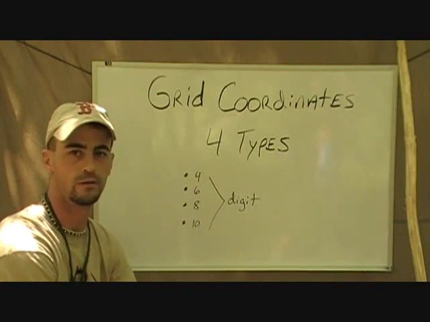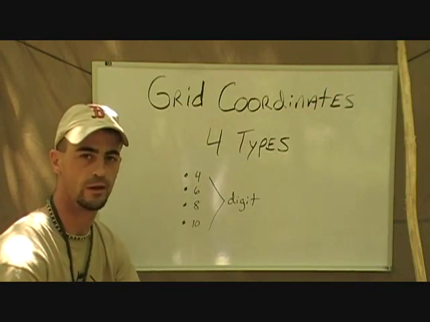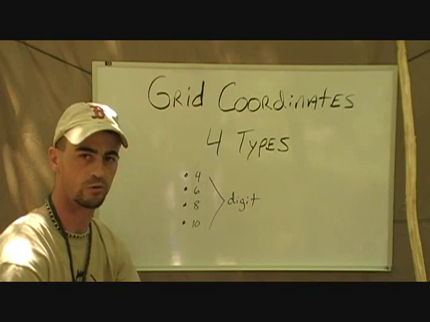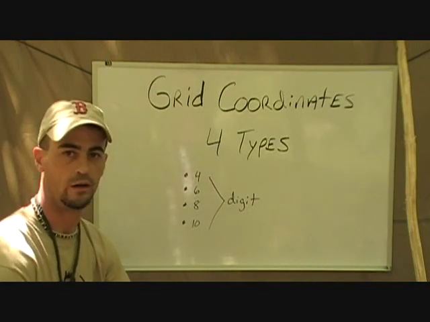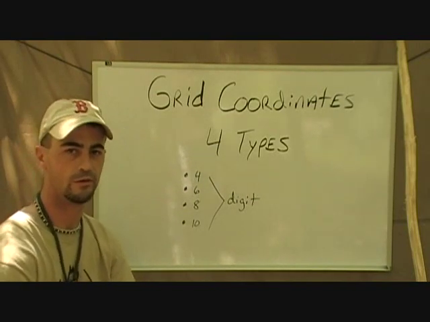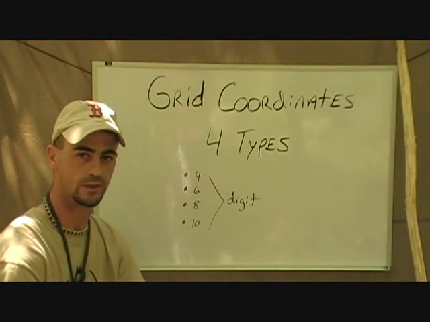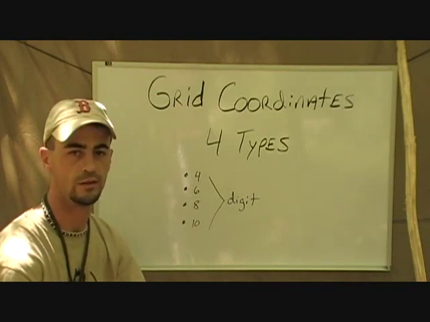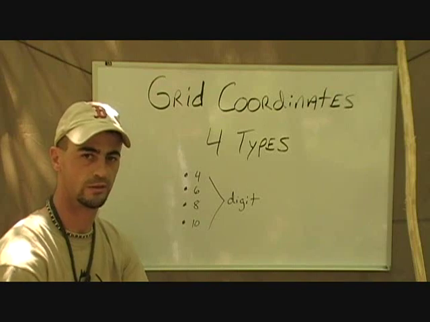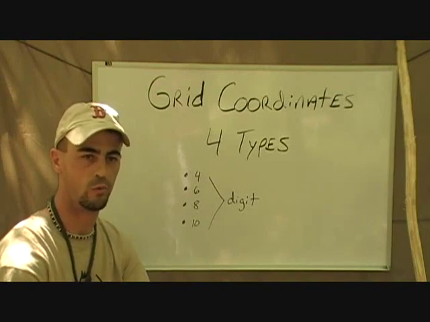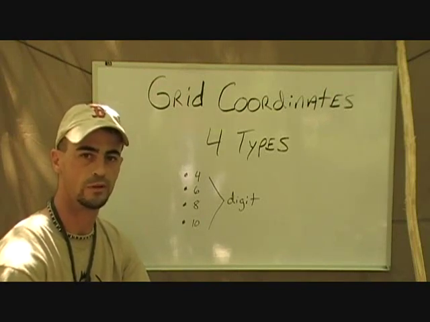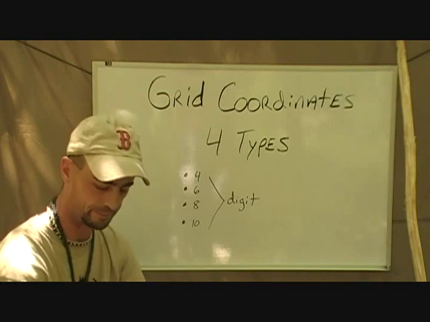Alright guys, welcome back. I'm going to finish off this land nav series. I'm going to talk about grid coordinates now, and 4 different types. You have a 4-digit grid, a 6, an 8, and a 10. And all that means is it gets you more accurate or more pinpoint on the map. So we'll talk about that for just a minute.